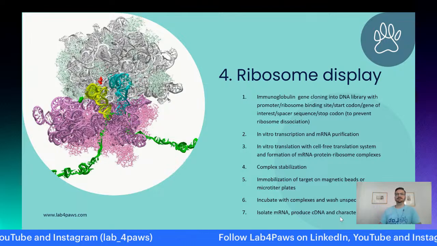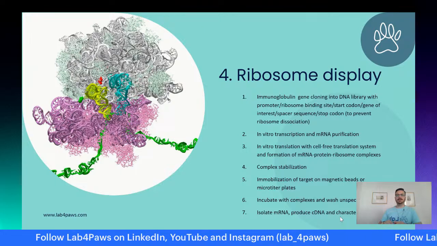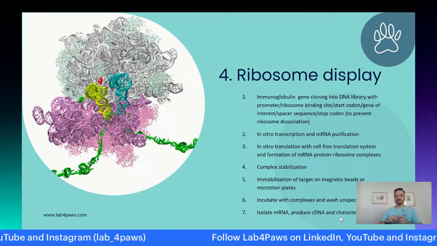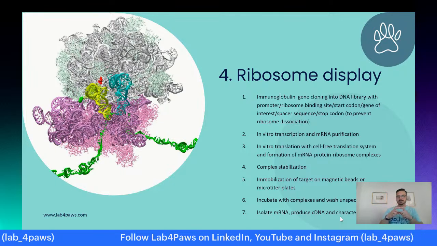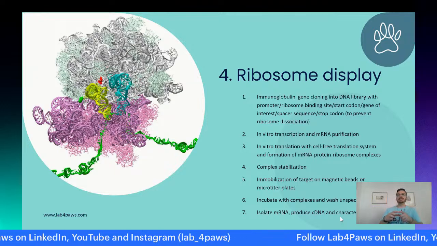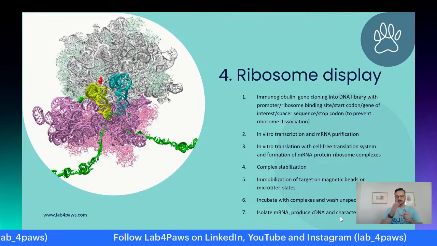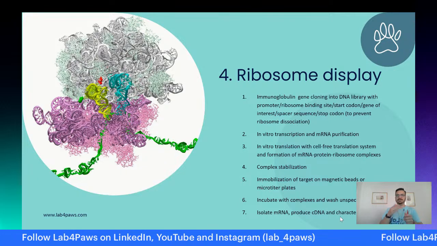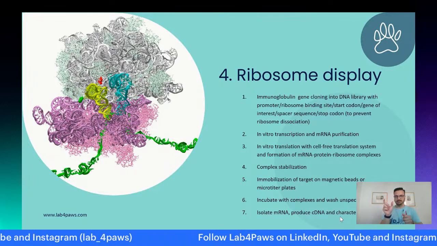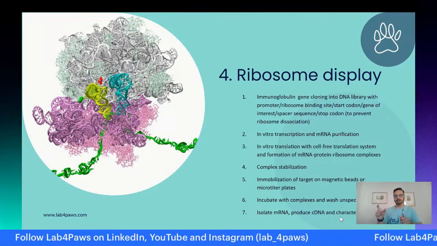In this case, I start with the immunoglobulin gene, cloning into a DNA library. And then I will have to make sure that in my library, in whatever I'm using, I have a promoter, the ribosome binding site, the start codon, and the gene of interest. And then between the gene of interest and the stop codon, I would have to insert a spacer sequence. And this is to prevent ribosome dissociation.